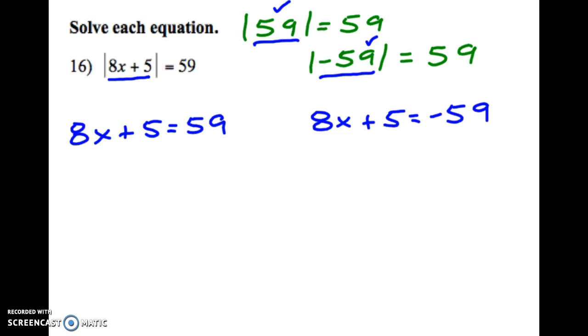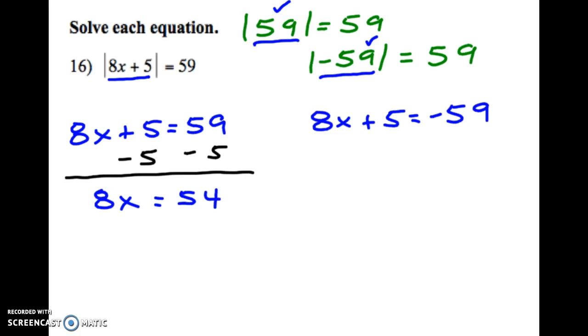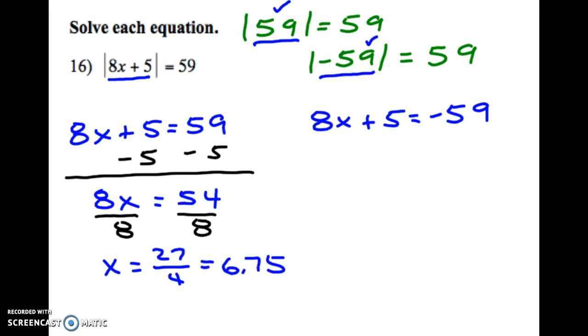As far as solving, it's normal stuff. So we subtract constants to get them on the same side. Divide by the coefficient. In this case, if we simplify the fraction, we get 27 over 4. For people who like decimals better, that's 6.75.